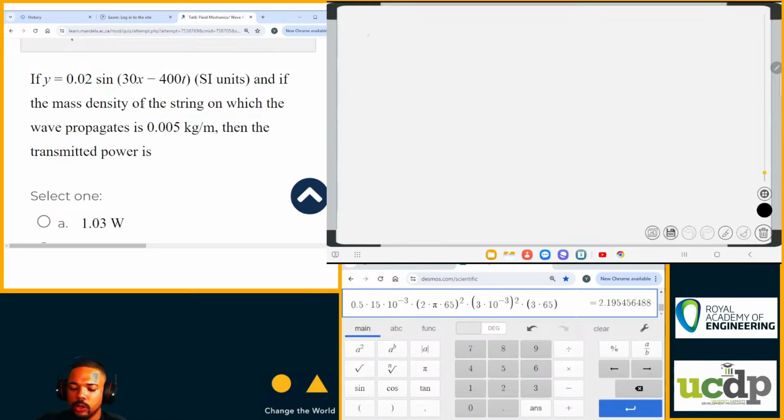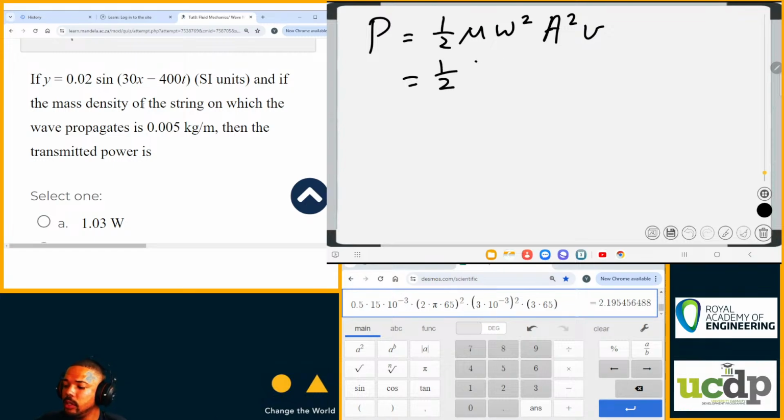We literally have everything in this formula. This is the formula that we're using. It says power is equal to a half times the mass density times angular frequency squared times amplitude squared times the speed. Most of it was given. The mass density is given to us as 0.005. Then the angular frequency is 400 rads.